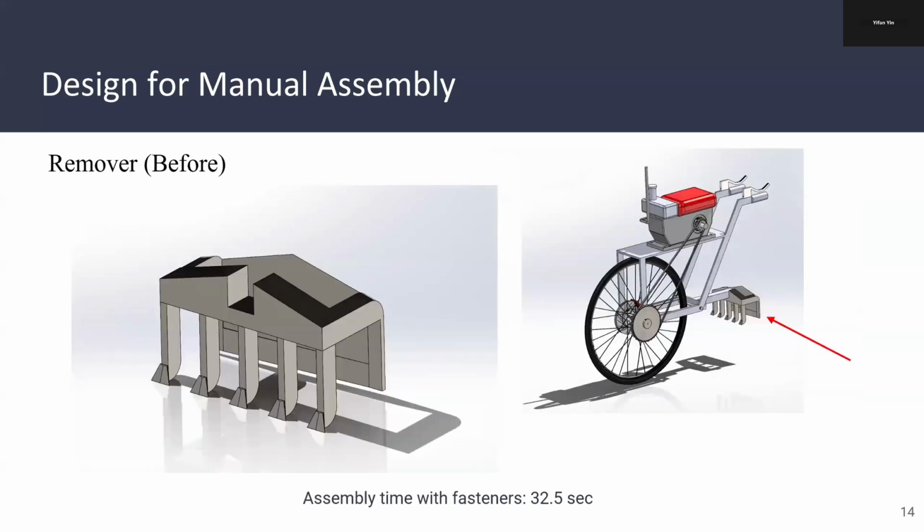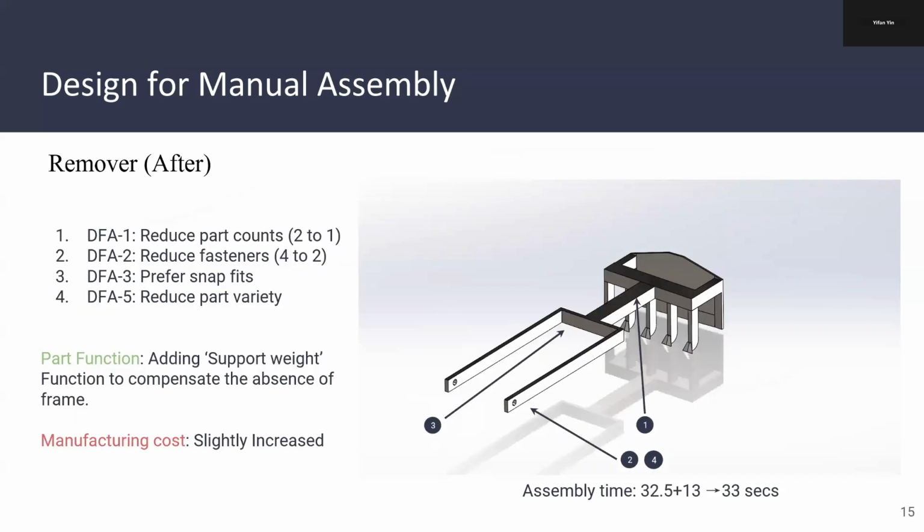Moving on to the second part, the remover. It needs 2 screws to attach to the frame, and it takes 32.5 seconds to assemble. So we considered combining the frame and remover into a single part. We improved the design by reducing part counts and fasteners, preferring snap fits, as well as reducing part variety. The assembly time was reduced to 33 seconds compared to the former 45.5 seconds. The remover now will have the function to support the weight of the plug machine in the absence of the frame.